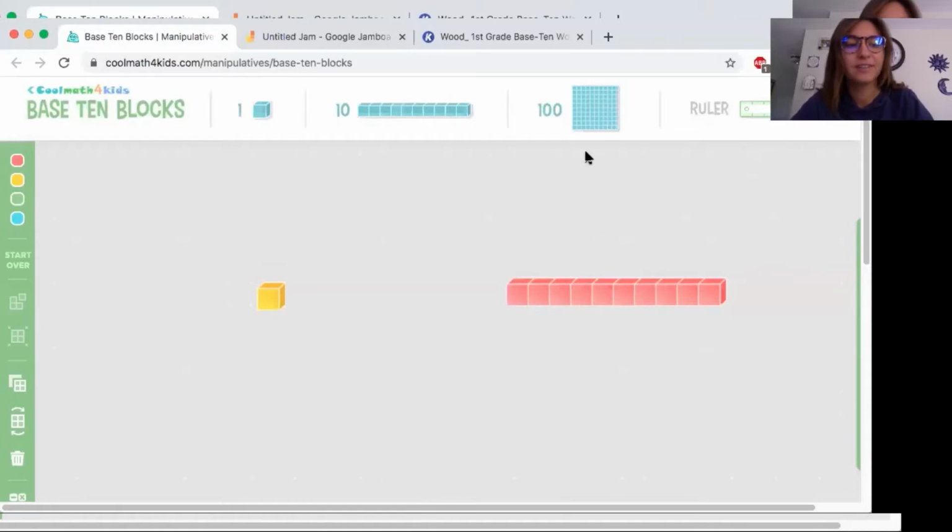Good morning, friends. For today's lesson, we are going to be learning about comparing numbers using base 10 blocks.